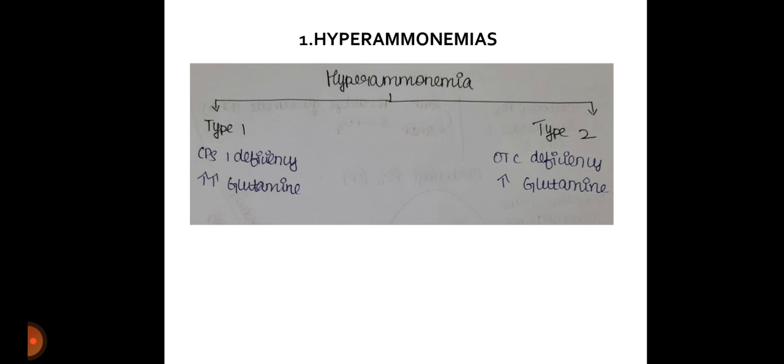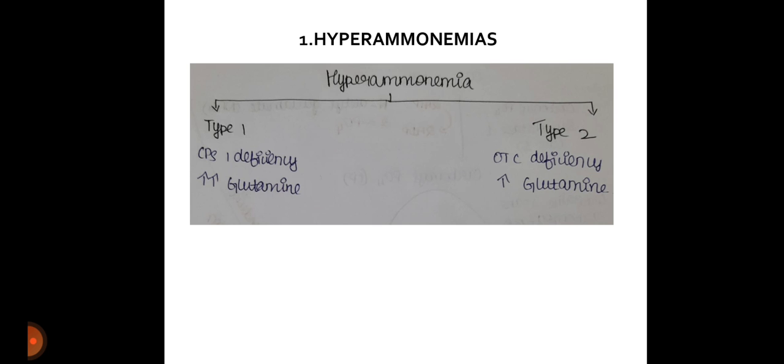Coming on to the hyperammonemias. Hyperammonemias are type 1 and type 2. First, the enzyme defect in type 1 is CPS1 deficiency, that is, carbamyl phosphate synthase 1 enzyme deficiency. In this, when ammonia levels are increased, do you think which amino acid will be detoxifying it? It is glutamate.